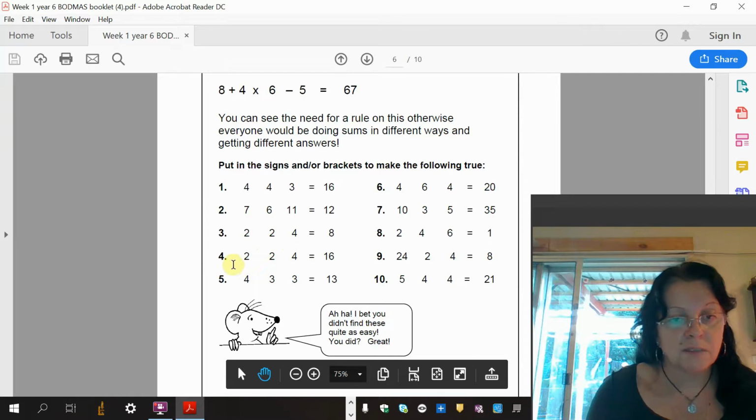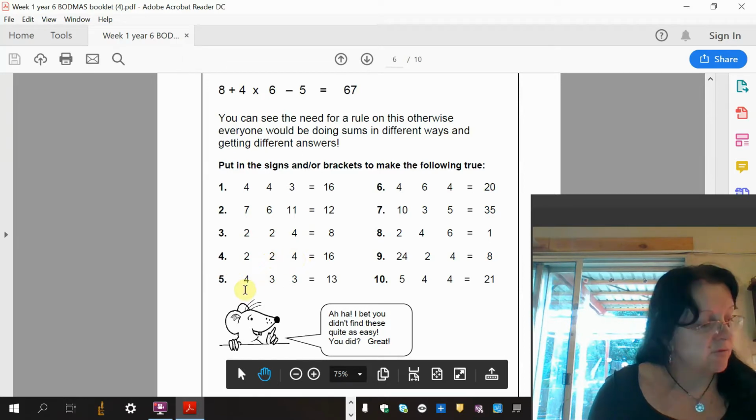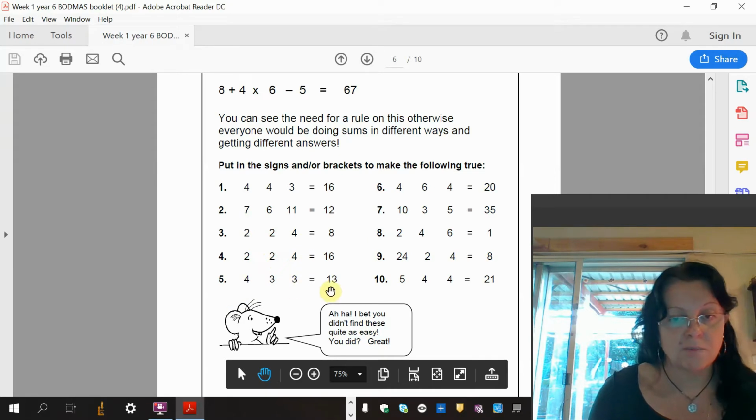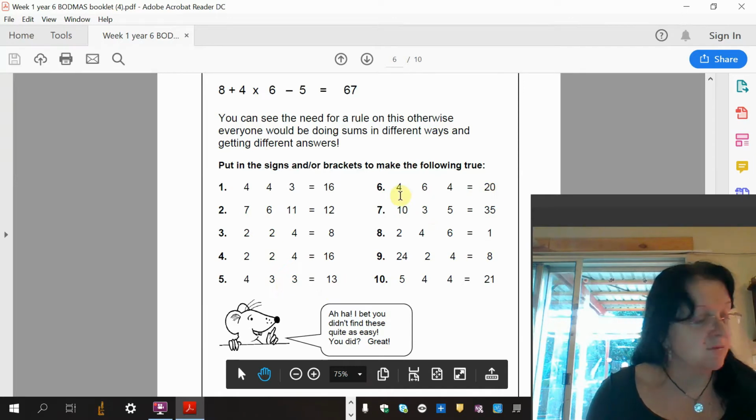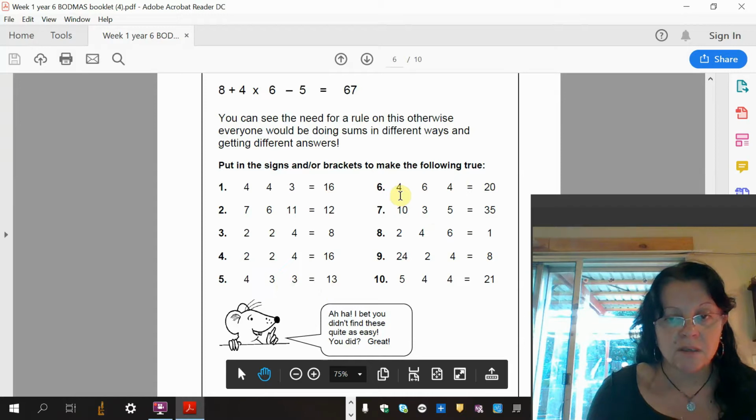Number 4 is 2 plus 2 in brackets times 4. And 5 is 4 plus, and then 3 times 3 in brackets to give you 13. Number 6, how are we going to get this? So this is 20, so we know if we add 4 plus 6, but then if we add 4, that's only going to be 14. So we go 4 times 6 in brackets plus 4. Now just have a little play with these last ones and see if you can figure that out.